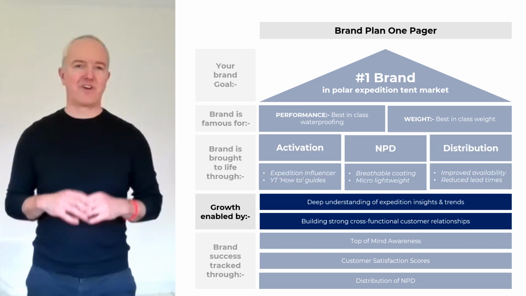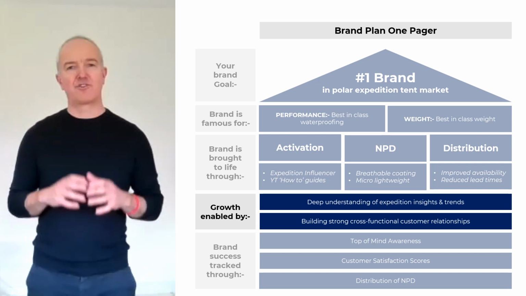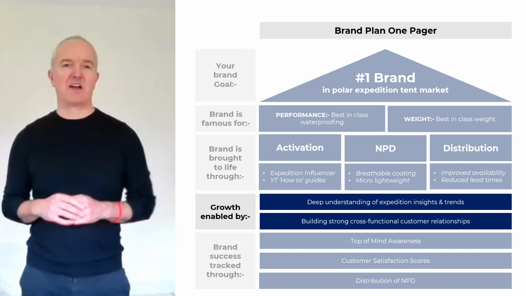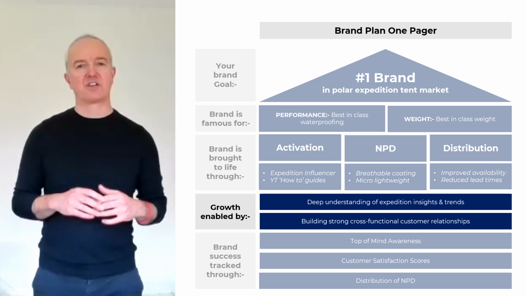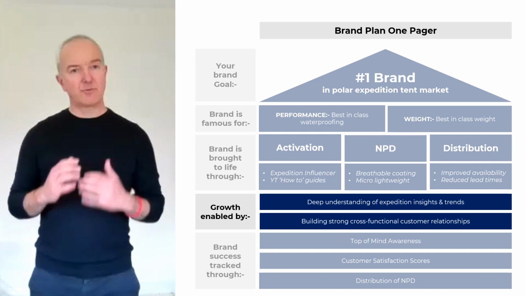The next step is to define your enablers. These are the processes and learnings that need to go on in the background to ensure you keep on track in the medium term. In the case of our tent brand, it's an understanding of the fast-changing Polar Expedition tent market, as well as an understanding of the retailers who supply expeditions.